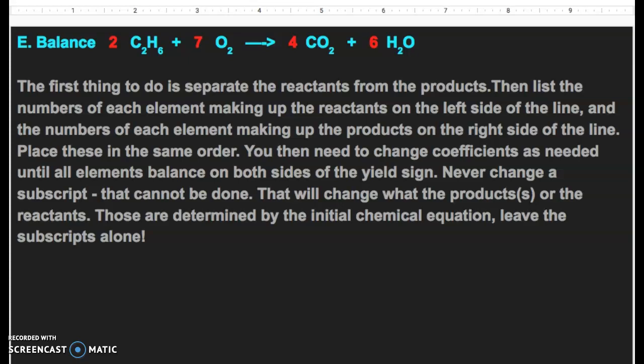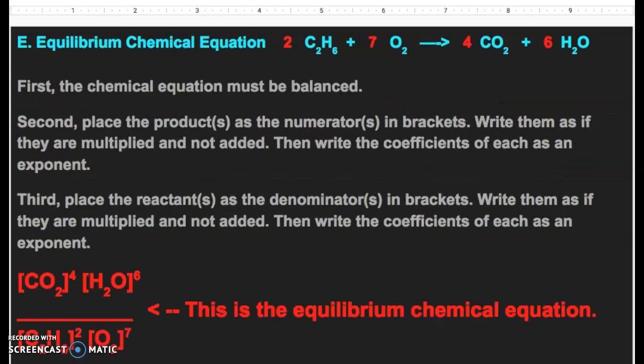Answer some questions now that we have it balanced. Remember, you have to balance that in order to answer any of the other questions. Equilibrium chemical equation. Once again, you put the products above the bar, bracket CO2, close bracket, but you have 4 of those. The coefficient of 4 goes as your superscript. Then you have open bracket, H2O, close bracket, but you have 6 waters. So therefore, as a superscript, you put a 6. Notice again, there's no plus sign there.